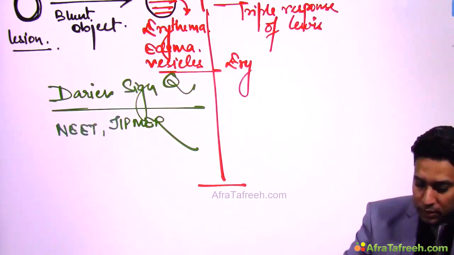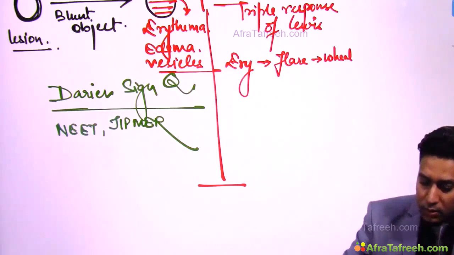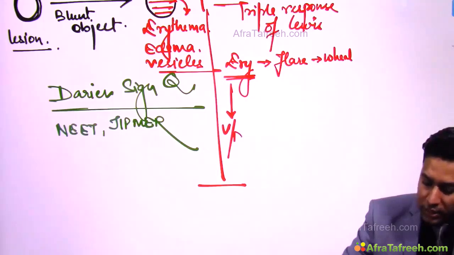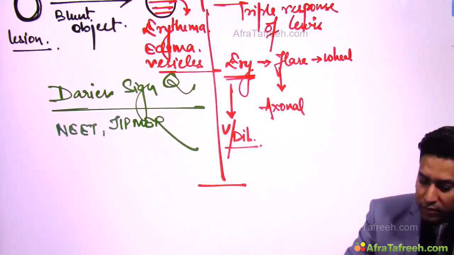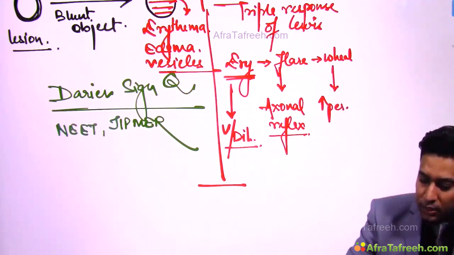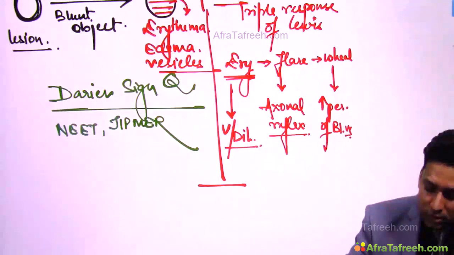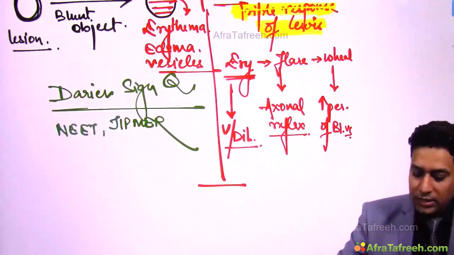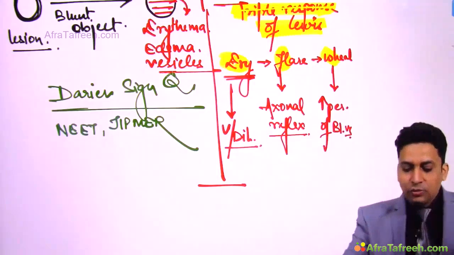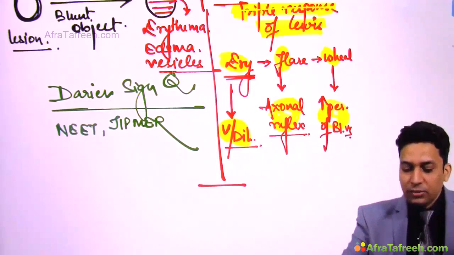First, erythema, followed by flare, followed by wheal. Erythema is due to vasodilatation. Flare is due to axonal reflex, and wheal is due to increased permeability of blood vessels. So this is known as triple response of Lewis, that is erythema followed by flare followed by wheal. So wherever you will rub, first due to vasodilatation erythema will develop, followed by axonal reflex, that is leading to flare, and then wheal due to increased permeability of the blood vessels.